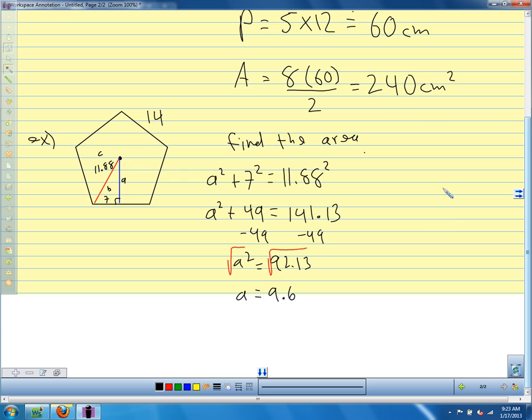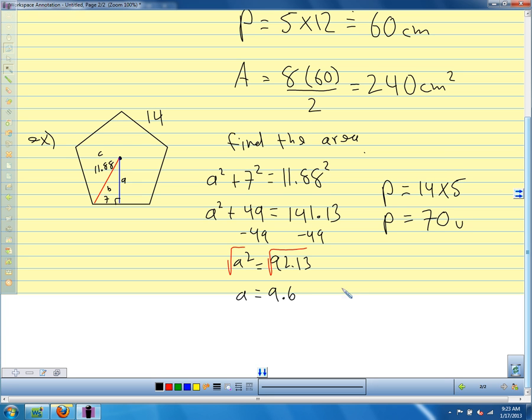So now I can plug my numbers into my formula, but I need one more piece. What's the other part that we need for my formula? We need the perimeter. How do we find the perimeter here? 14 times 5. One side is 14. We have 5 of them. So the perimeter equals 70 units. 14 times 5 is 70.